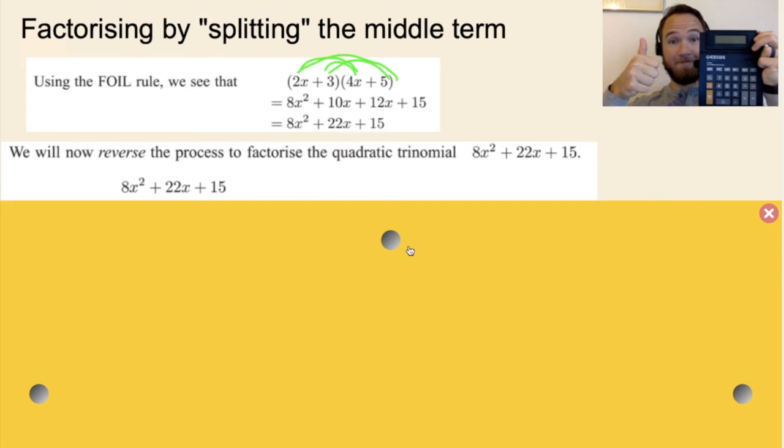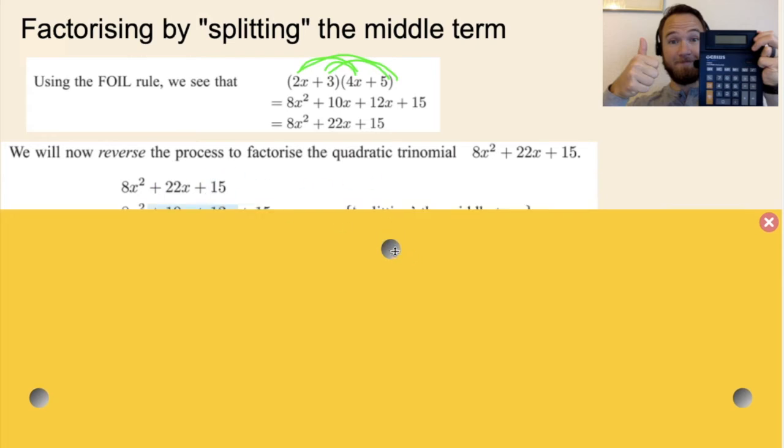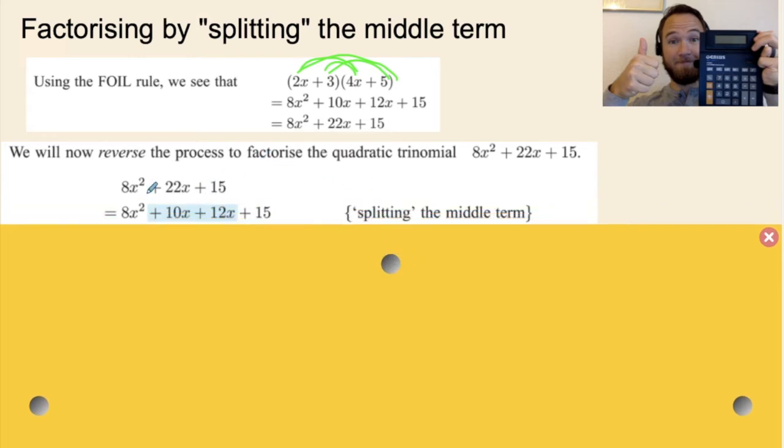So 8x squared plus 22x plus 15. We're going to split the middle term. If we're going to split the middle term, we need to change it into two different numbers. So for 22, I could use 1 and 21. I could use 2 and 20. Any combination that gets me to two numbers that add to 22. There is a reason, though, that we chose 10 and 12 here. We'll get to that in a second.